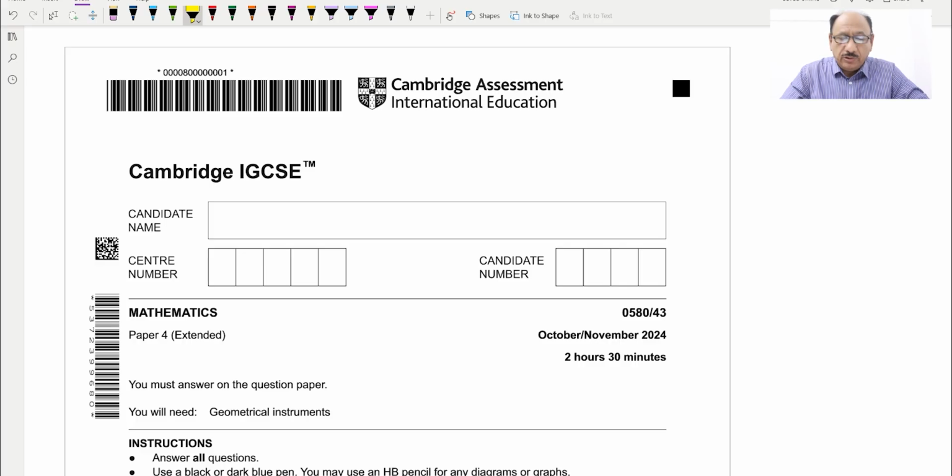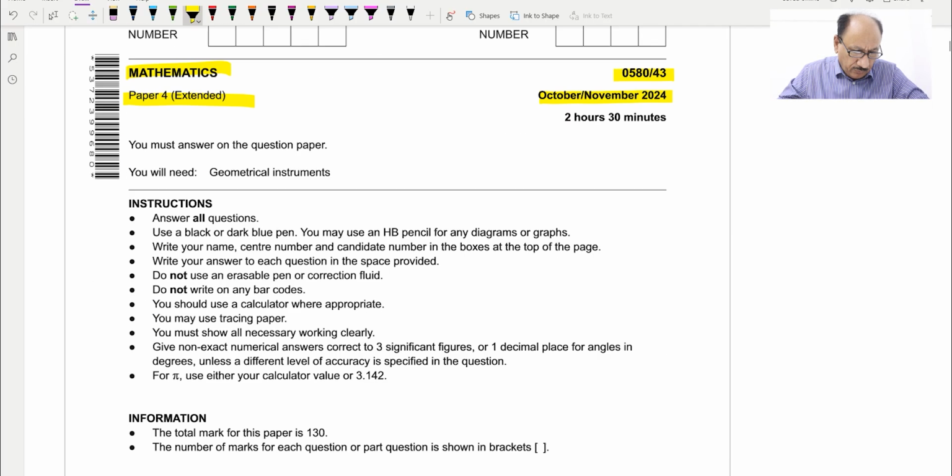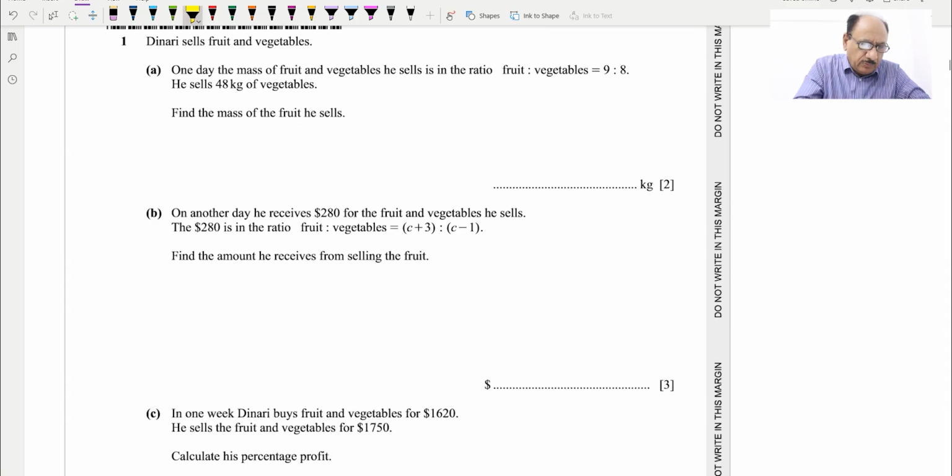Hello everyone, today we'll be going through IGCSE Cambridge Mathematics Paper 4 Extended 0580/43 October-November 2024. So question number 1, Dinari sells fruit and vegetables.